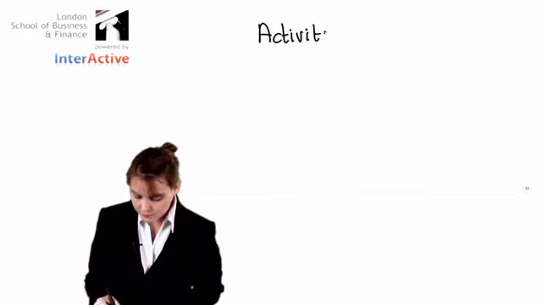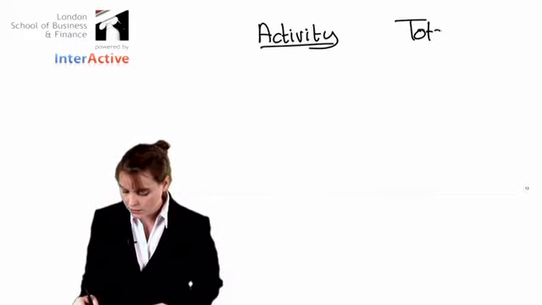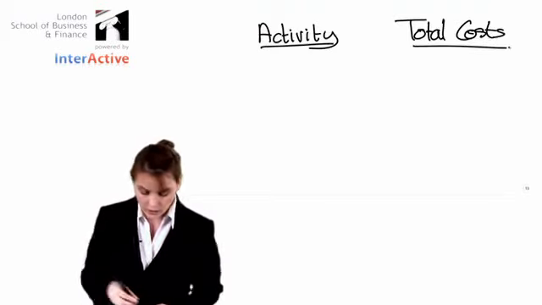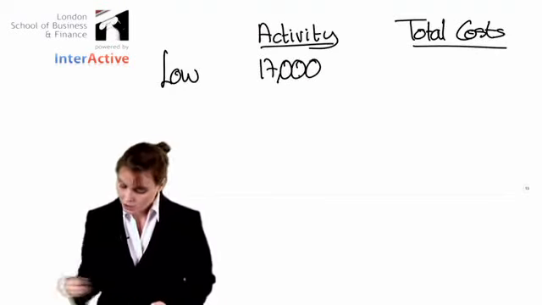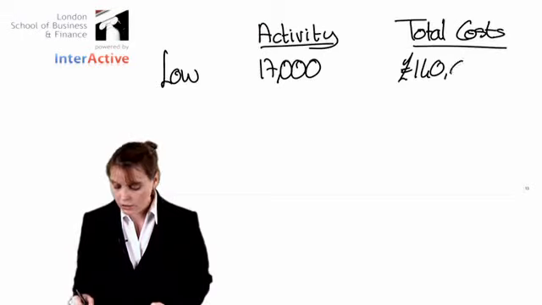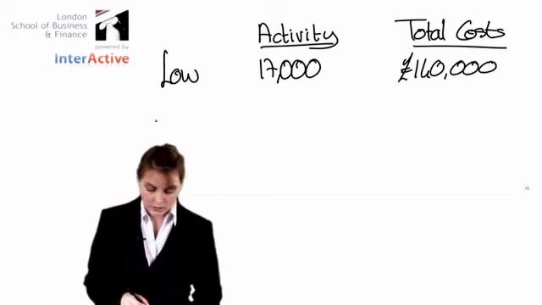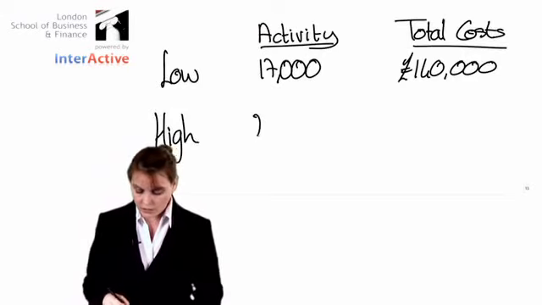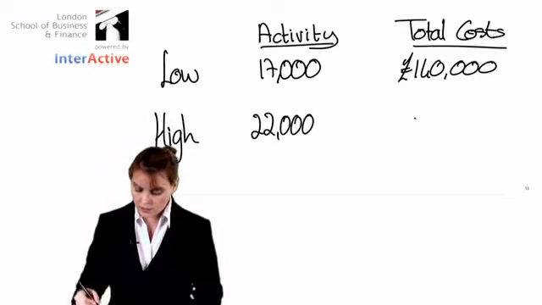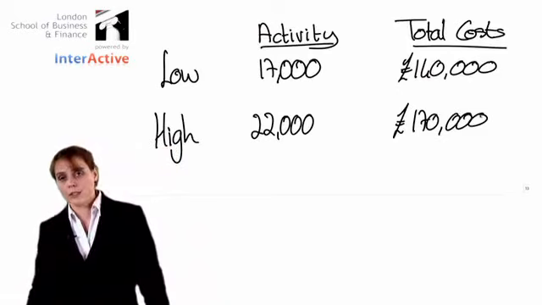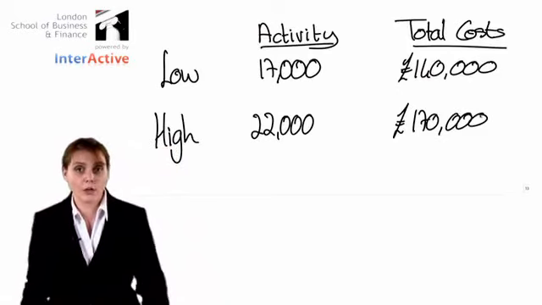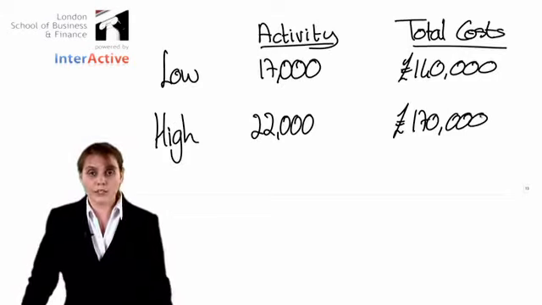We have our activity levels and our total costs. Our low level of activity is 17,000 units, when our total costs are 140,000. And our high level of activity is 22,000 units, when our total costs are 170,000. Now, we've been specifically told in the question that the variable cost per unit is constant, so we don't need to worry about that.